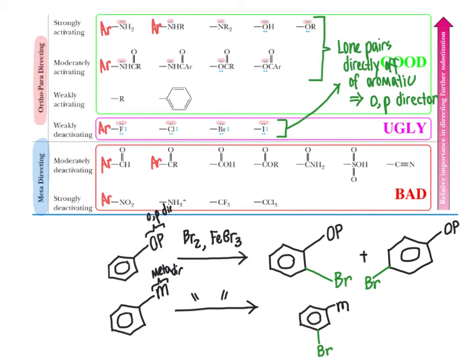On the other side of the spectrum, meta directors will be true anytime you have a pi group, a carbonyl group specifically, directly attached to the aromatic ring. Notice how all of these groups I'm highlighting in blue toward the bottom here all have that carbonyl group directly attached to the aromatic ring, and that is going to cause those groups to be meta directing. So it doesn't matter what else is bonded out here further away from the aromatic ring.